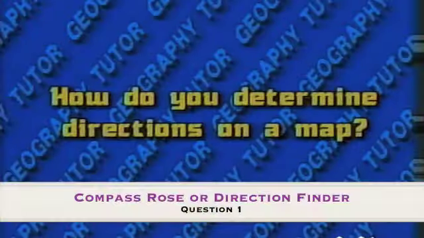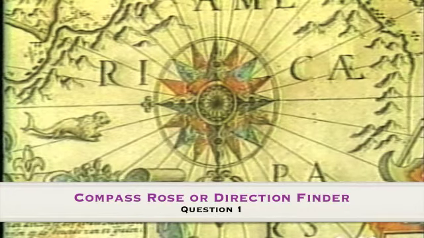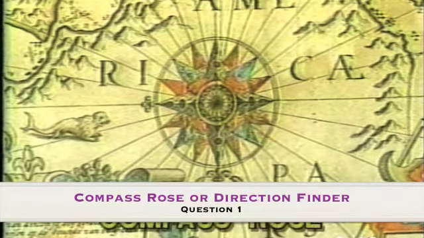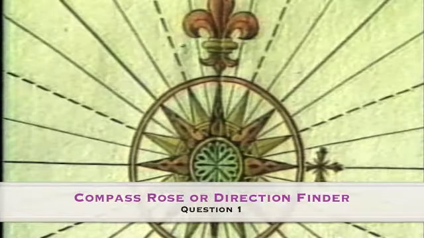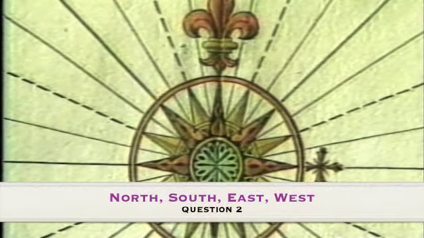How do you determine directions on a map? In the past, most maps included a direction finder as part of the map. The direction finder was called a compass rose. Most old maps have very artistic and elaborate compass roses. They have the directions of north, south, east, and west marked on the 4 points of the diagram.